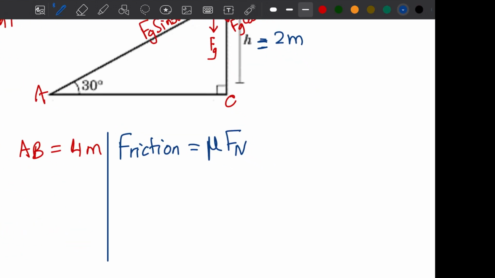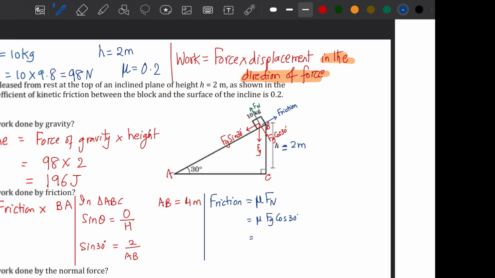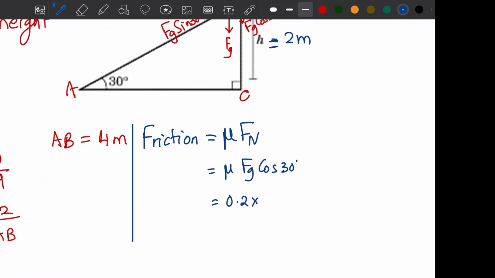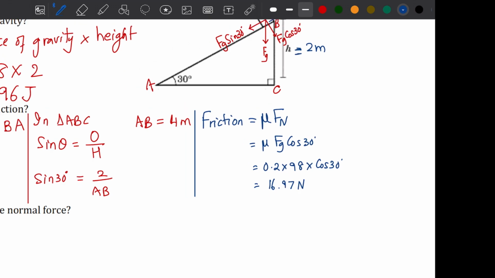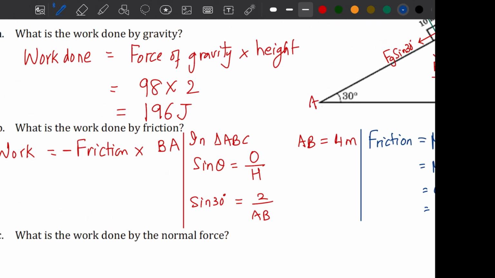So we'll write that mu Fg cosine 30, and we'll substitute the numbers. Mu is 0.2. Fg we already calculated, which is 98 times cosine 30. Let's just get this value. 0.2 multiplied by 98 multiplied by cosine 30. That gives us 16.97 Newton. So that's friction. We have got the value for friction, we have got the value for displacement.